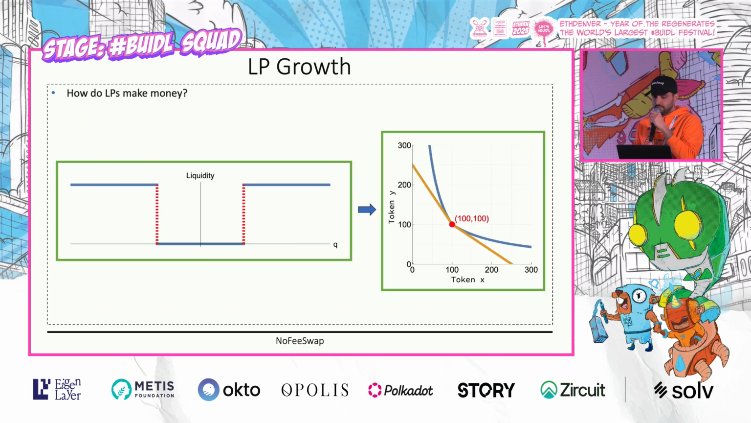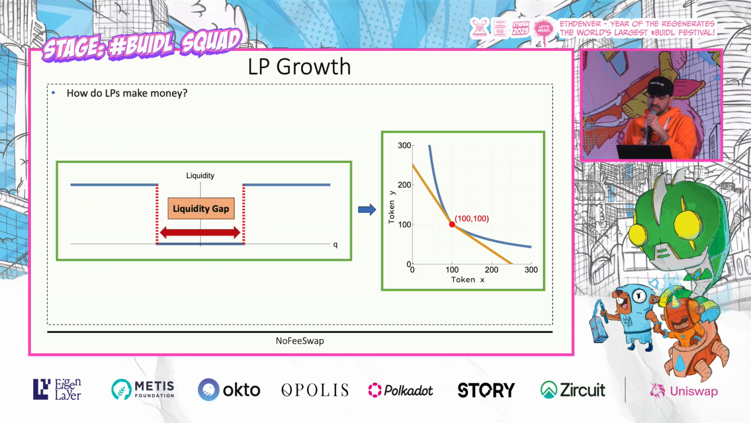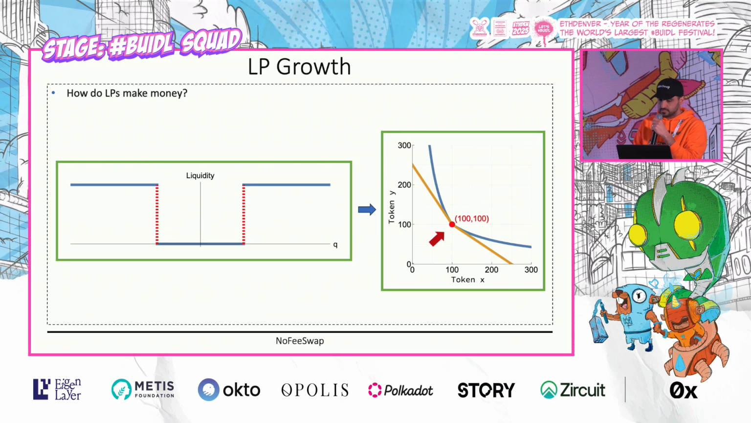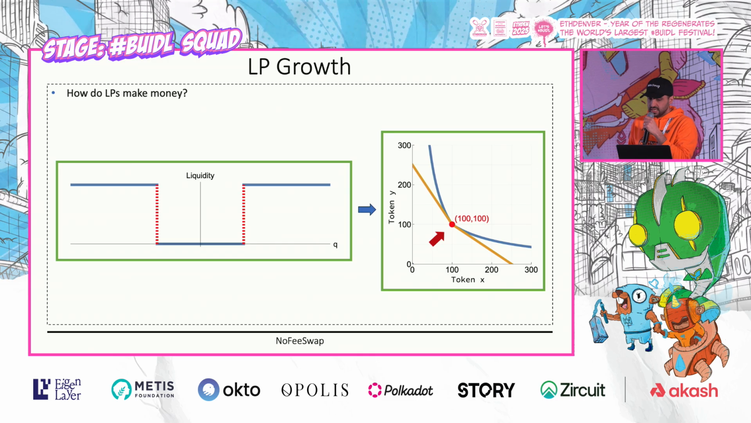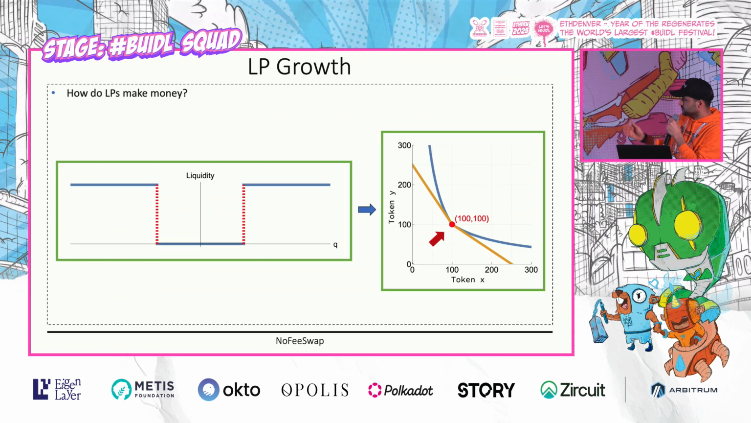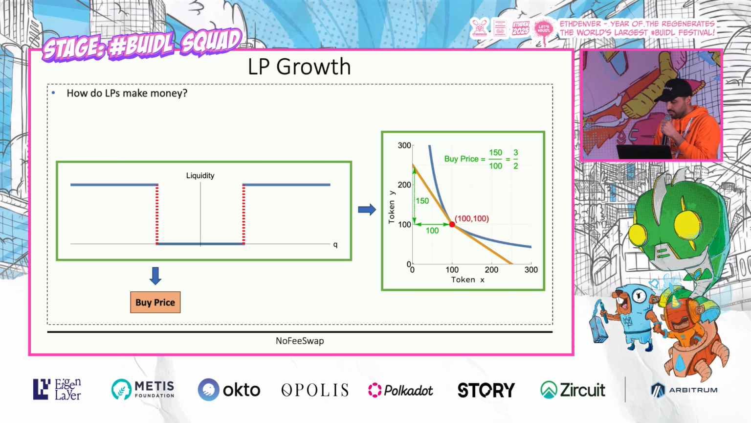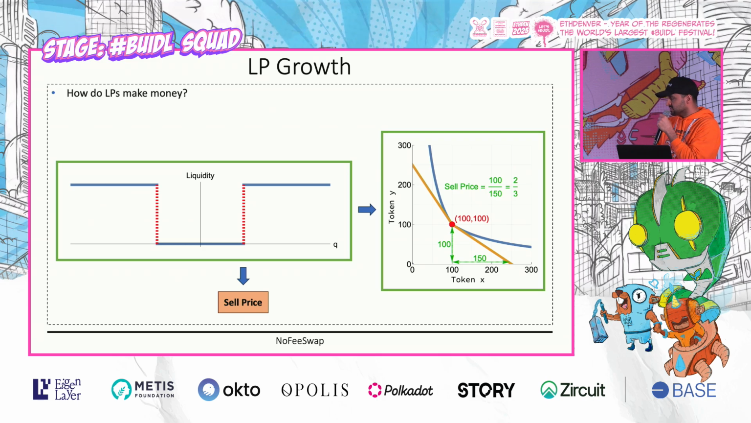Conventional protocols make money by imposing a fee. The fee can be interpreted as a liquidity gap, or it can be seen as a bent curve. As you see here, the curve is not smooth. It is, in fact, pointed. The left boundary is the buy price, and the right boundary is the sell price.